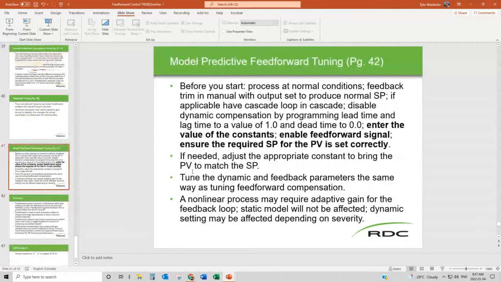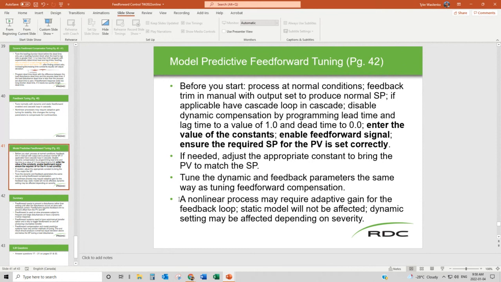So again, basically start out with everything in steady state, lead and lag time values at 1, dead time value of 0. Then we'll enter the value of their constants that we've calculated, because this is model predictive, so we've done some math in order to calculate these things, and we'll enter them in there. Okay, if needed, adjust the appropriate constant to bring the PV to match the set point. So again, without doing this, it's hard to wrap your head around it, but this is the way we have to do it, sadly.